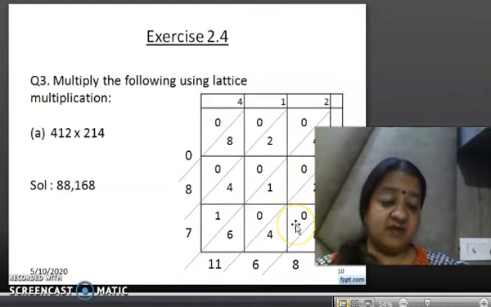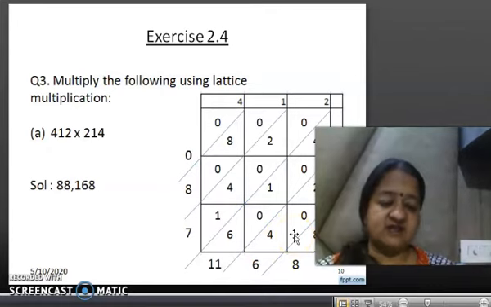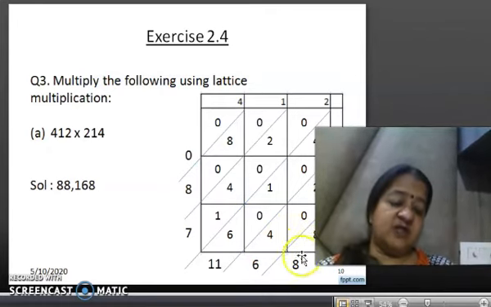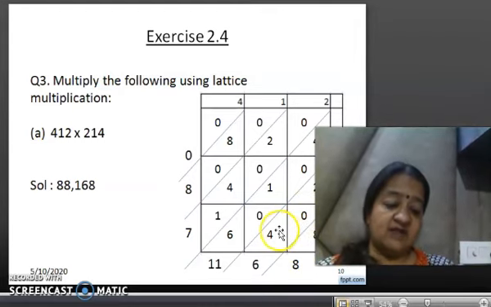Then I have to multiply by 4. So 4 multiplied by 4 is 16, 1 6. 4 multiplied by 1 is 4 and 4 multiplied by 2 is 8, 0 and 8. Now I just have to add. This 8 will come here. Add this place, this one and this one. So 4 and 2 is 6.